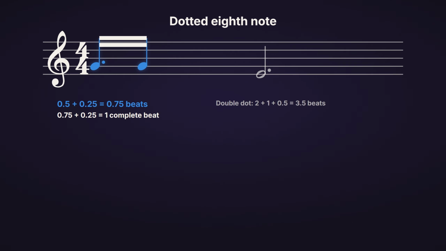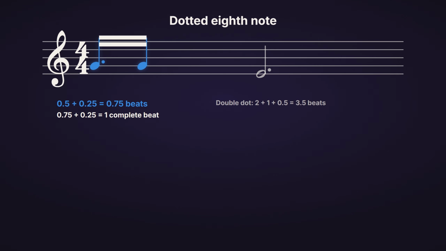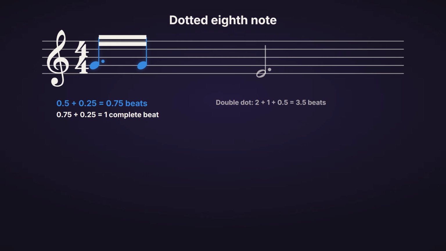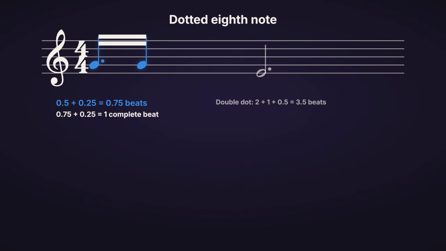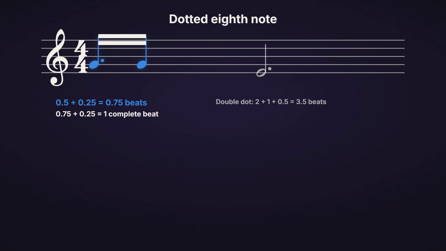There is also a double dot, which adds half the original value and then half again of that amount. A double dotted half note is 2 plus 1 half, totaling 3.5 beats. Double dots appear occasionally, but the single dot covers the vast majority of cases you will meet.